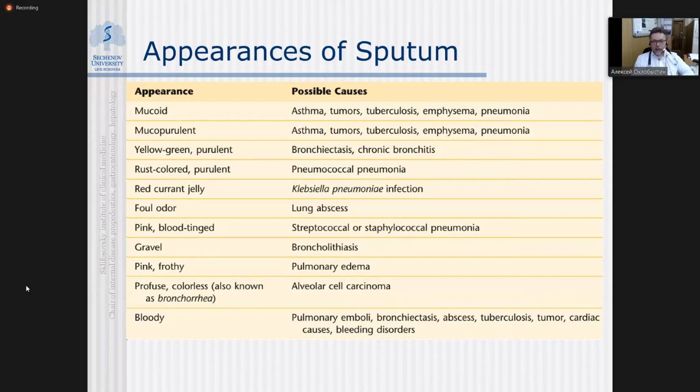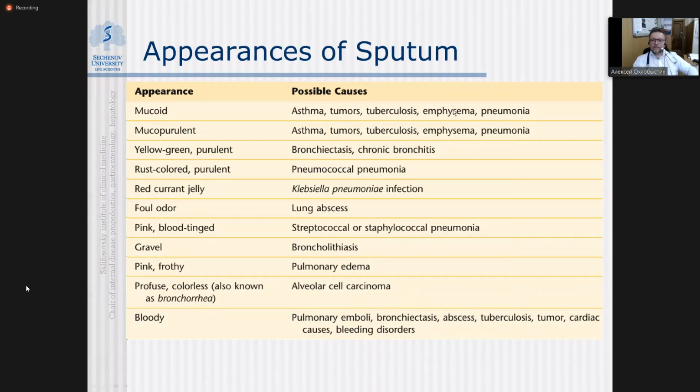TB, again, it's not typical for TB. It's not helpful, but again, you should keep in mind that it may be the result of mild affection of the pulmonary parenchyma or bronchial tree by Mycobacterium tuberculosis.